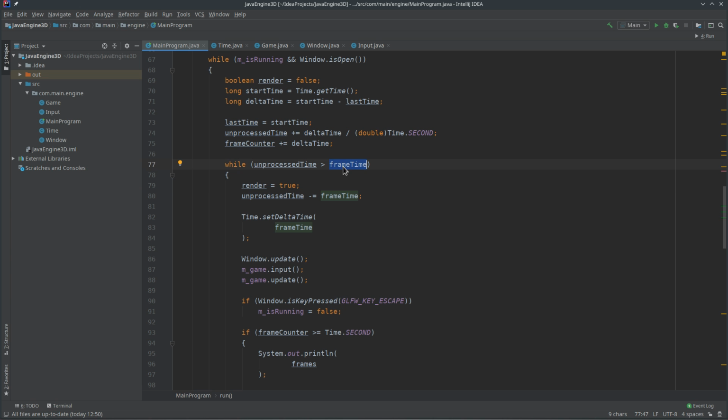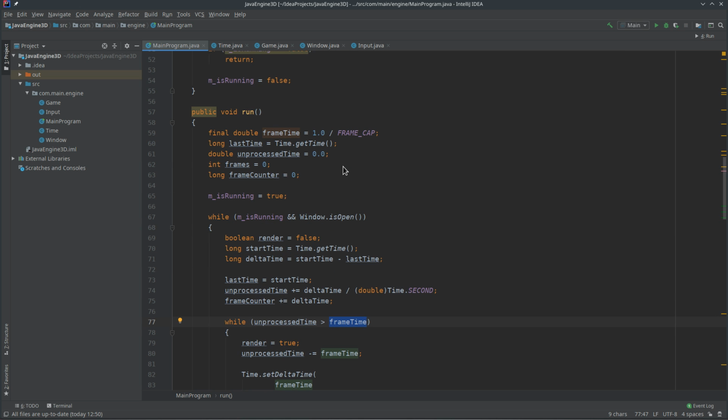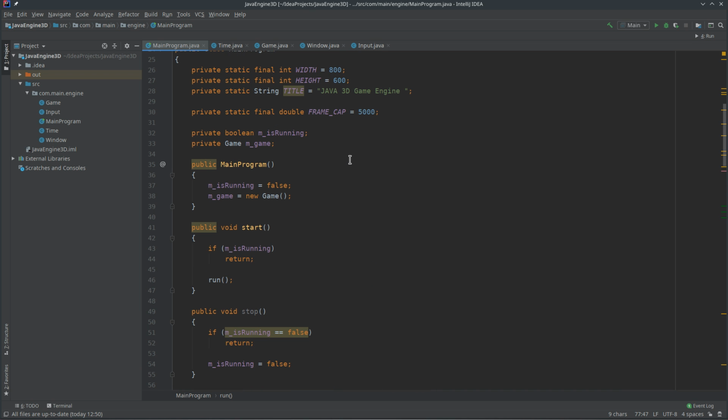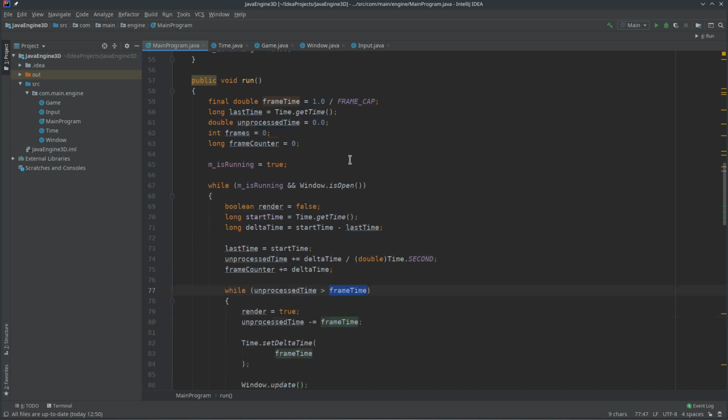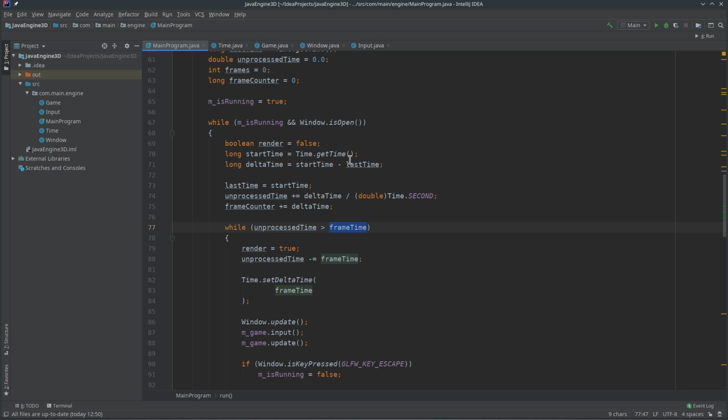So if we look at frame time a little bit closer, it equals 1 divided by the frame cap, and our frame cap is 5,000. So 1/5,000th. Unprocessed time is a counter going upwards. So if it does go greater than frame time, it's going to stay greater than... I'm not sure about this at all. That worries me. That worries me a lot. But I'm going to keep it. I want to see if this works.